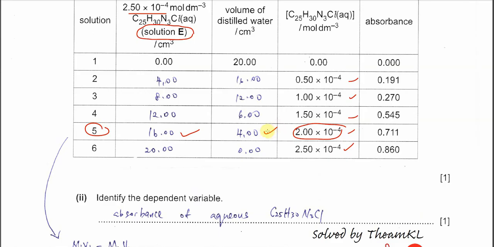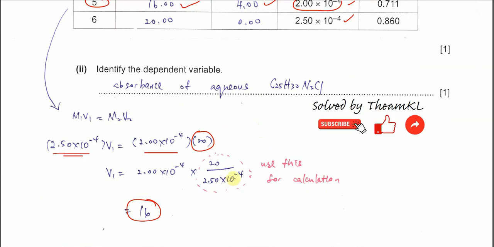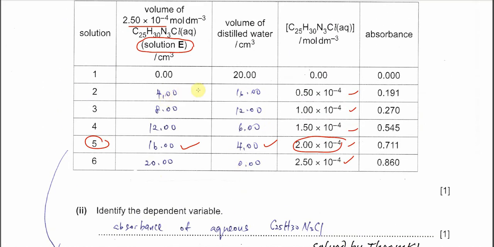So this is the calculation for this table. You just follow this calculation. If you want to make it fast, you just use this ratio: 20 over the concentration of solution E, times the concentration that you need to prepare, and you get the volume. So just calculate and fill up this table. These are all the answers.